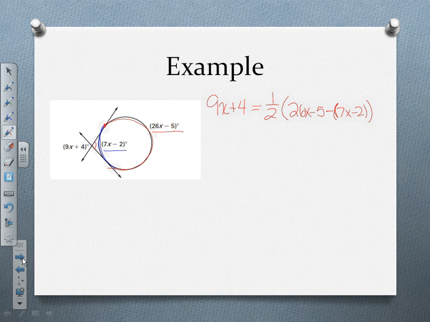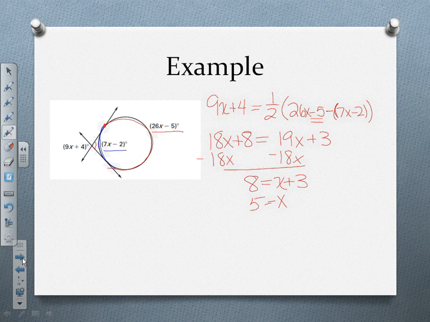You can multiply by 2 real quick if you wanted to. So you would get 18x plus 8 equals 26x minus 7x, which is 19x. Negative 5 minus a negative 2 is the same as negative 5 plus 2, so it would be plus 3. If I subtract 18x from both sides so that I have a positive x, I'm going to get x plus 8 equals 19x... x plus 3. And then if I subtract 3, x would be 5. Okay, so we can do a little bit of algebra. And just a hint, there's probably quadratics in your homework tomorrow.